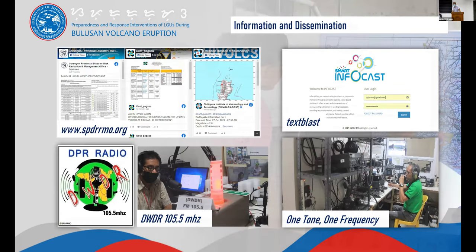For information dissemination, we are using InfoCast. We have DWDR 105.5, I think the first disaster radio in the Philippines. Our power is now 2,000 watts. For highly vulnerable areas, like in Irosin, barangay Cogon is very near, within 5 kilometers. Our radio has a component for them, a public address system, so they are tuned in there.